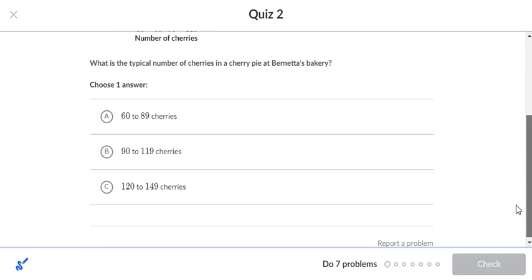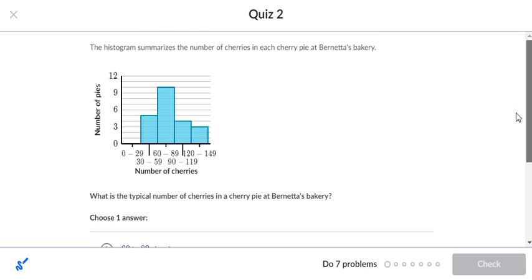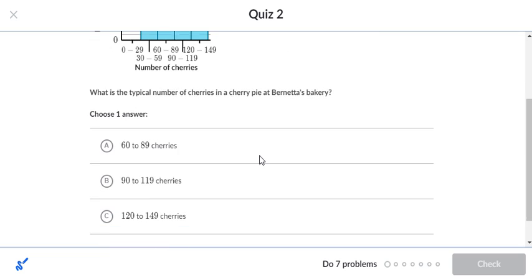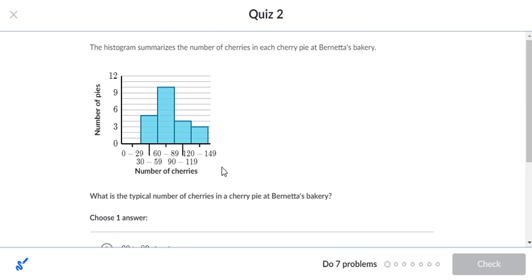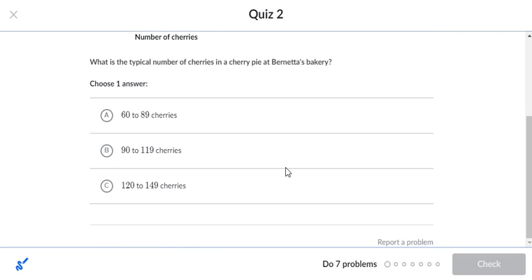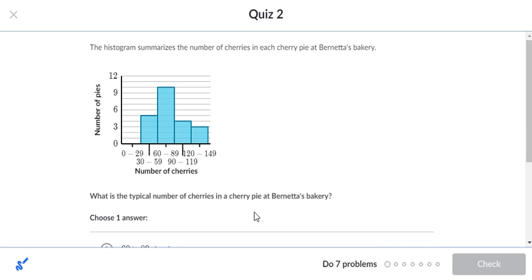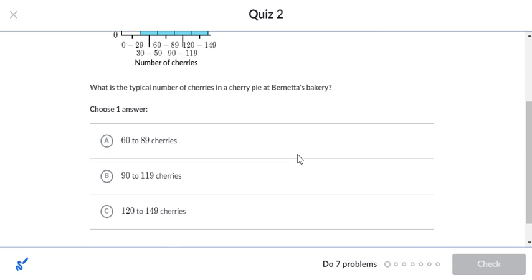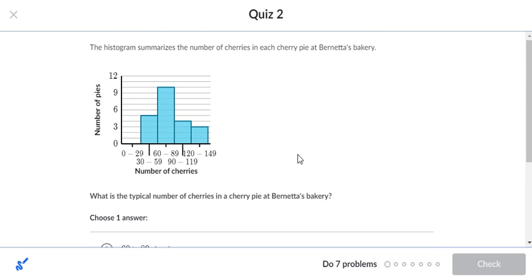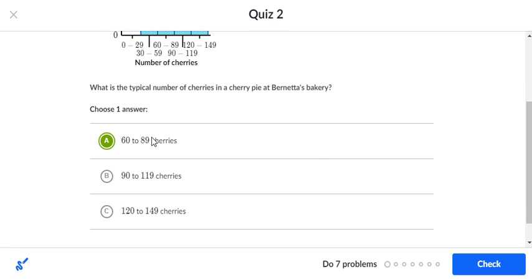So we could say it's 60. Right here we're looking at a range. We would say 60 to 89. That's one possible choice. We could say 90 to 119. We could say 120 to 149. Well, all those are offset to the right, so we want something more into the middle. So probably the best number here, the average, would fall between 60 and 89.